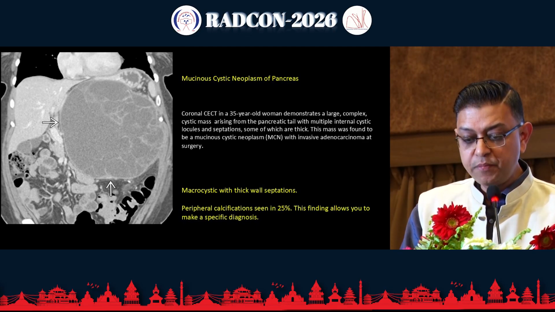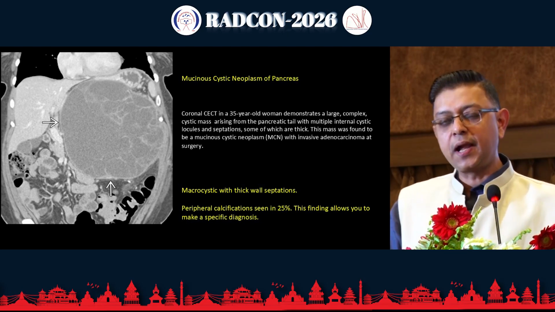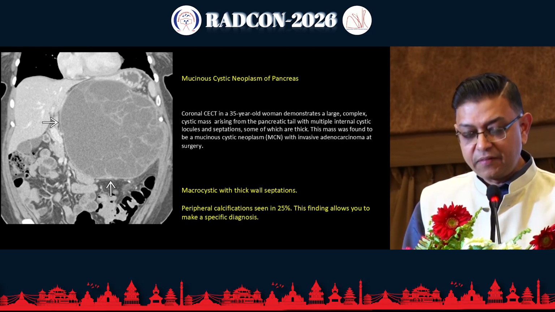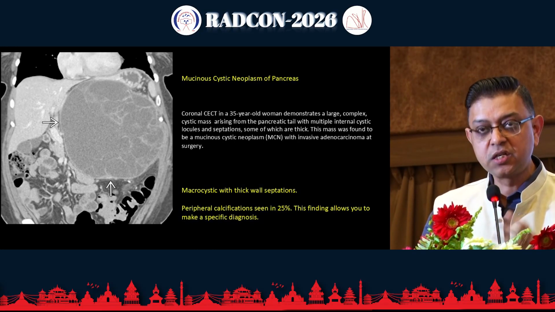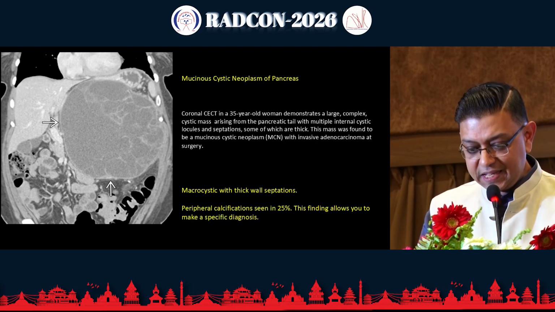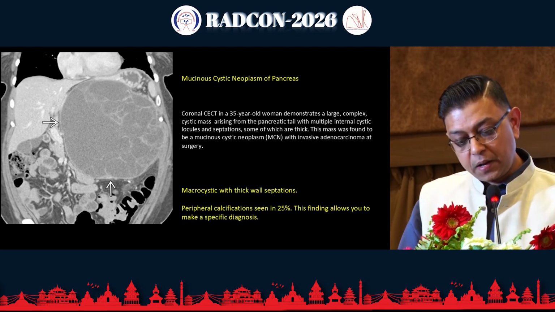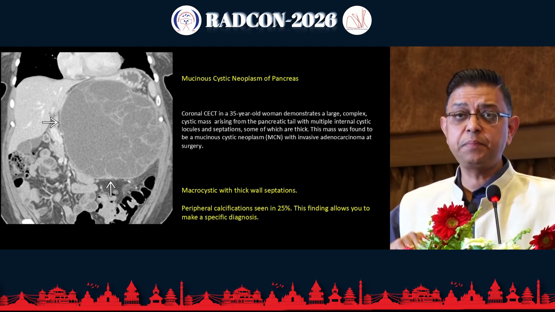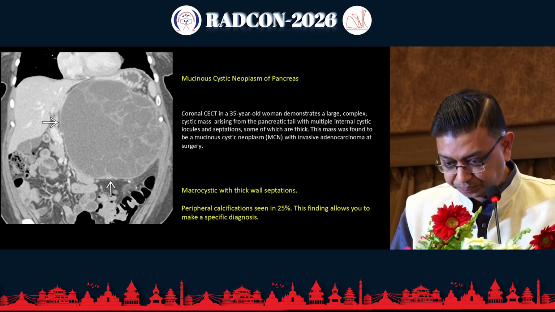So that is how a mucinous cystic neoplasm of pancreas would look. First thing is usually they are large at presentation. Second, they will not have a cluster of grape appearance. They will be usually one large ball of mucin, and then you will have these multiple cysts inside. They can have calcification, but that calcification will be peripheral. It will never be central.